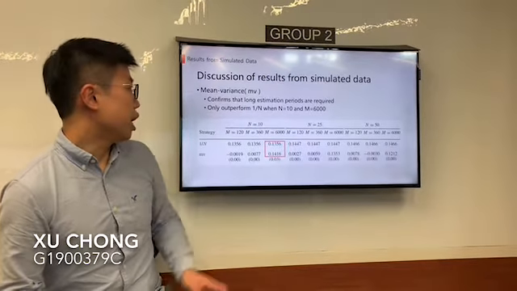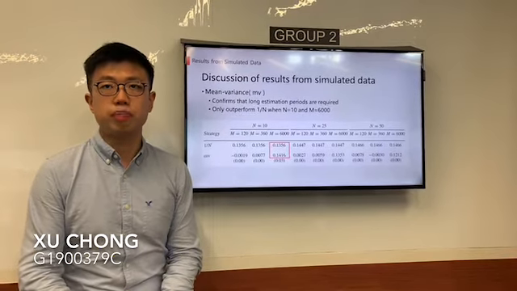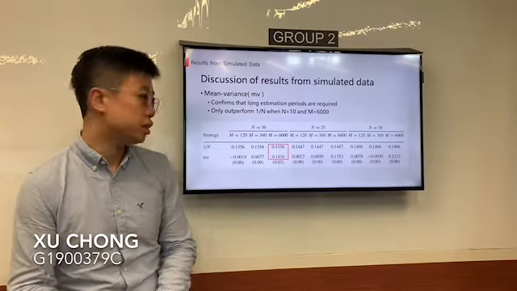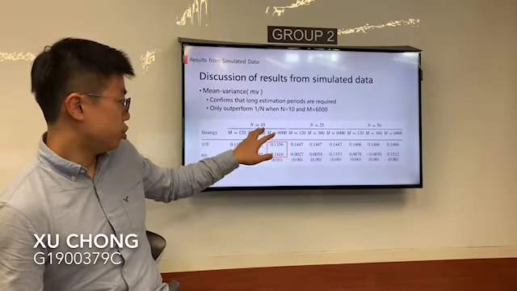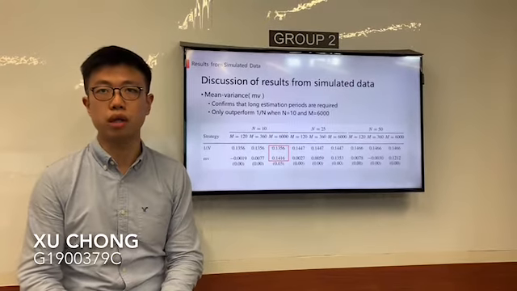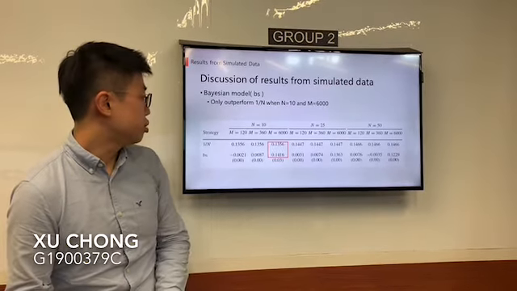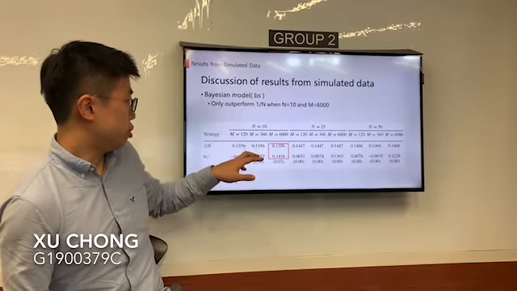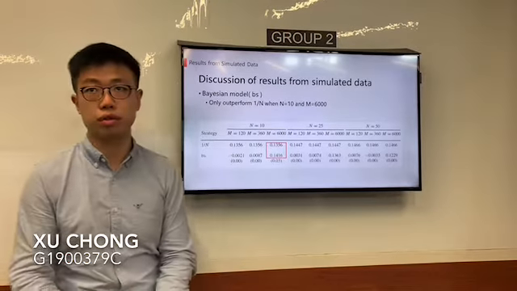The first result we're looking at is the mean variance portfolio. The out-of-sample mean variance strategy performs better when the estimation window is longer and the number of assets is smaller. However, it only outperforms the 1/n strategy when n equals 10 and m equals 60,000. It confirms what we got from our last section. Similarly, for the BS model, we got a similar result as the MV strategy. It only outperforms the 1/n strategy when n equals 10 and m equals 6,000.